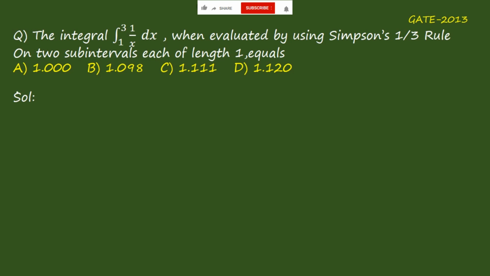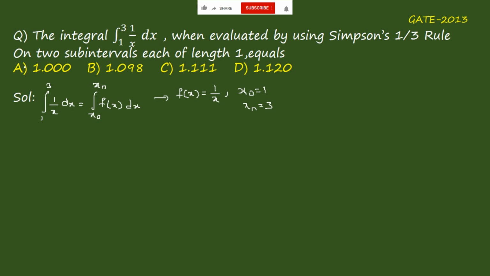First we understand the question. They are given an integral, right? So the integral is given as 1 to 3, 1 by x dx, which we consider as the integral from x naught to x of n, f of x dx. So from here we can say that f of x is equal to 1 by x, and x naught is equal to 1 and x of n is equal to 3, right?